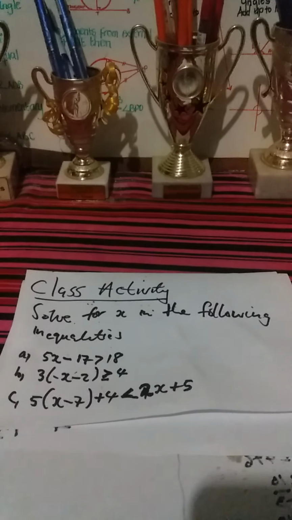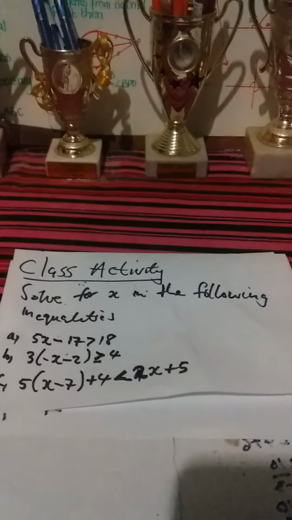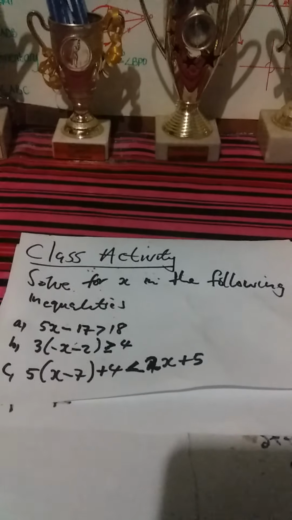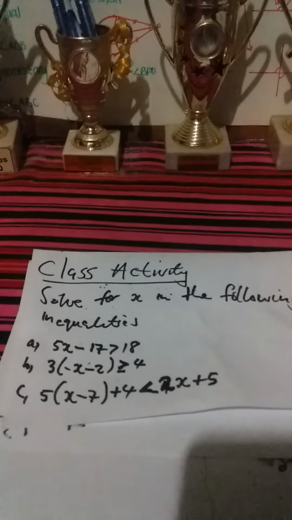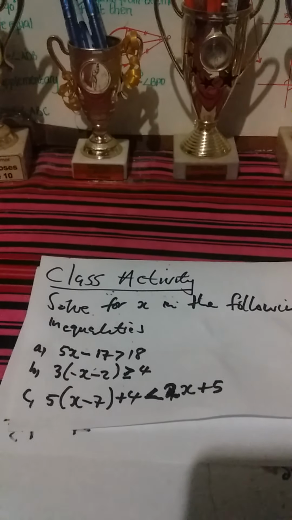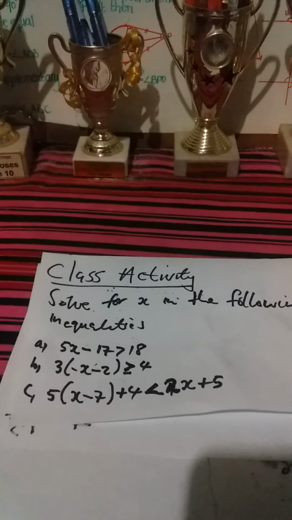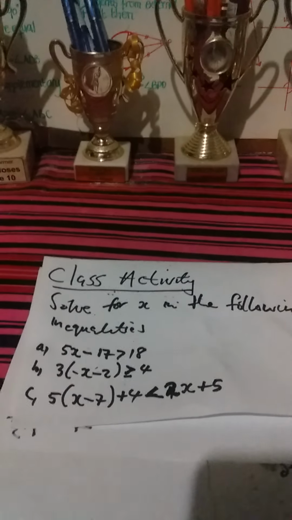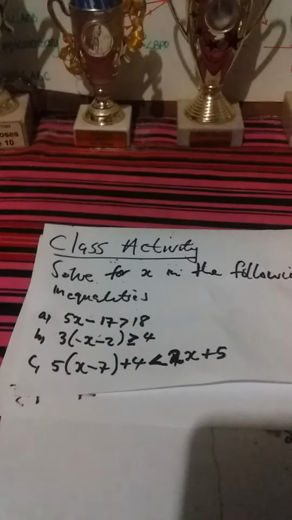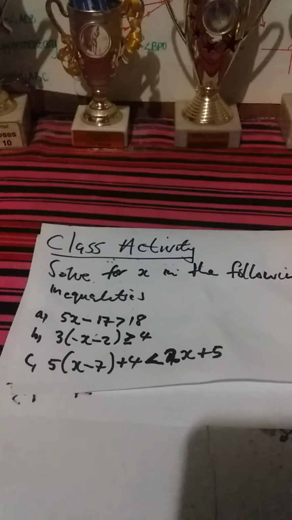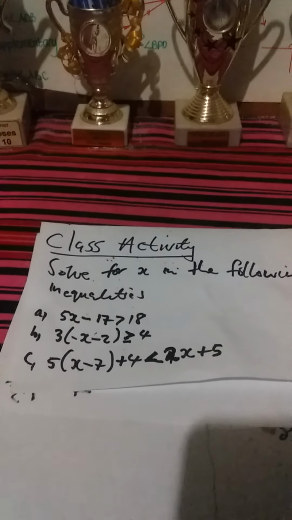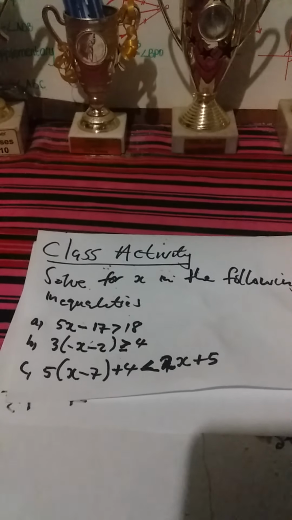So here's a class activity whereby we are supposed to solve for x in the following inequalities. In A we have 5x minus 17 greater than 18. B we have 3 into negative x minus 2 greater than or equal to 4. And in C we have 5 into x minus 7 plus 4 less than 2x plus 5. Let's do the class activity.